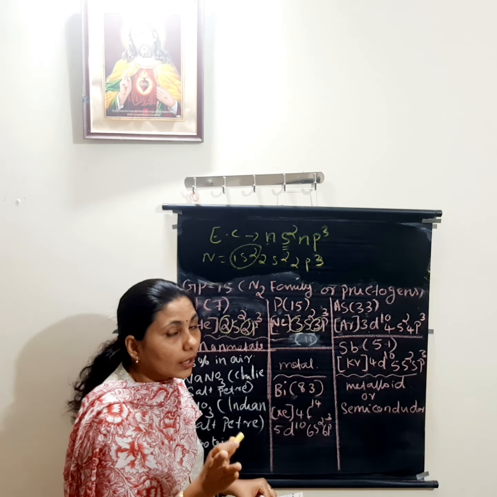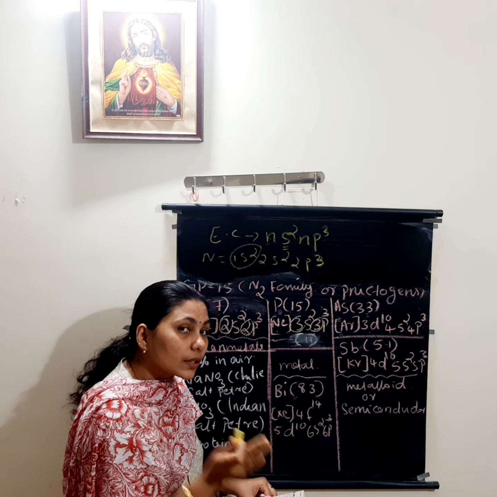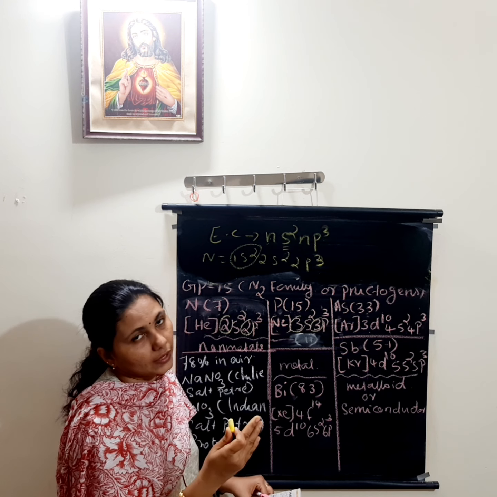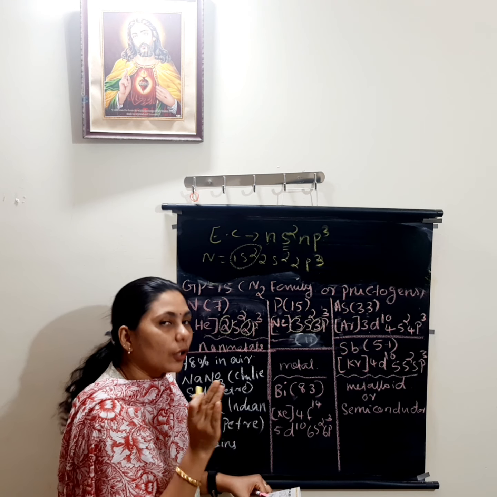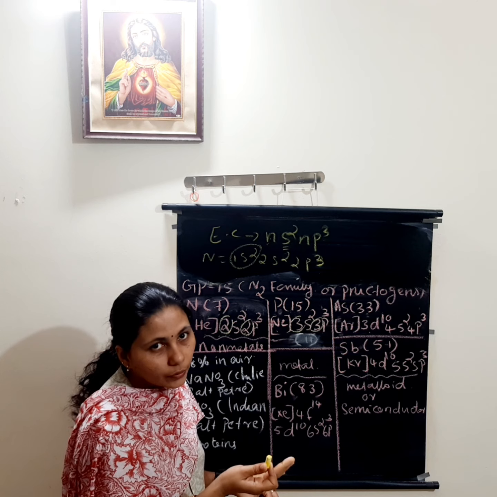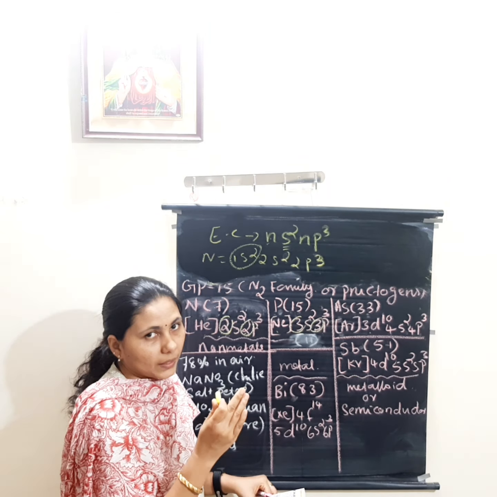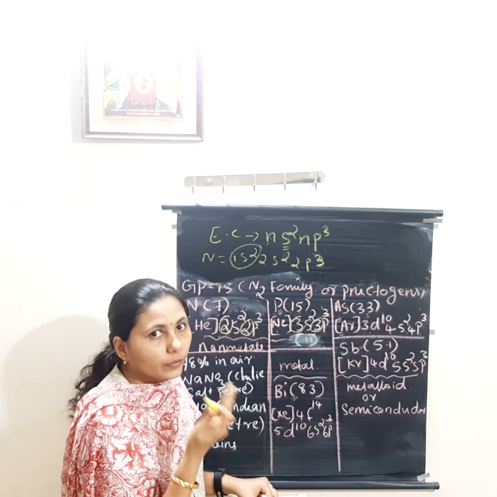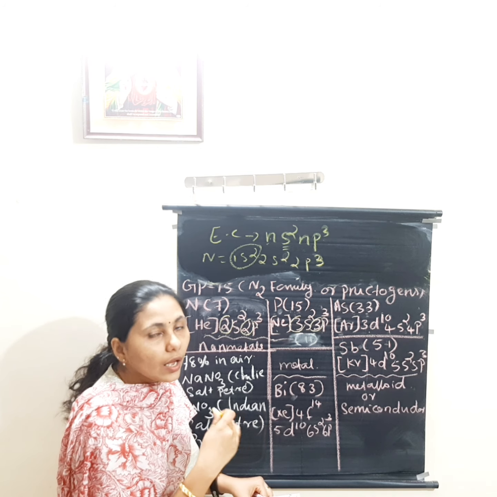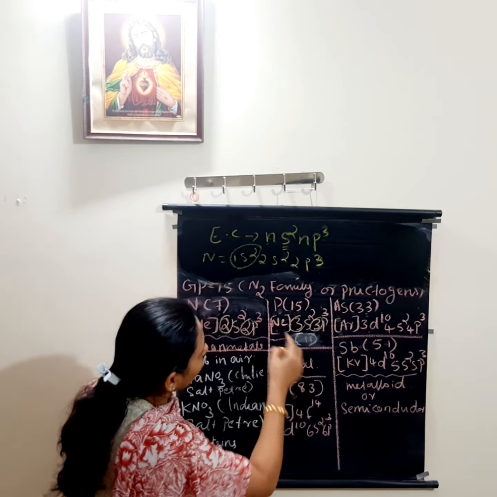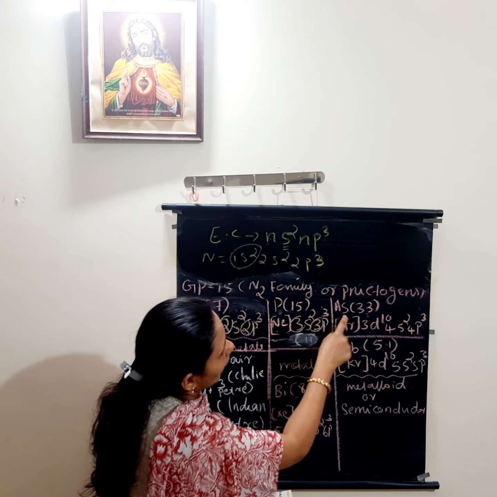S block elements means the outer electron will go to the S orbital. P block elements means the last electrons will go to the P orbital. D block means the valence electron will go to the D orbital. Okay. So nitrogen, phosphorus, arsenic.